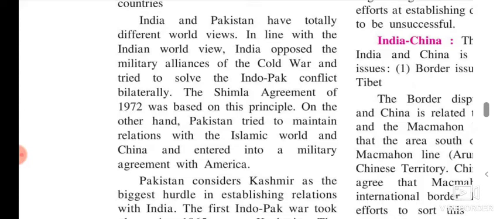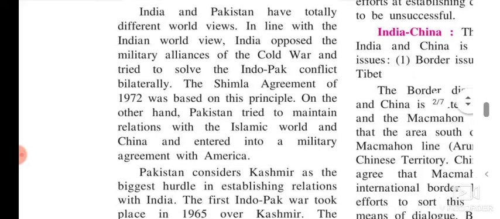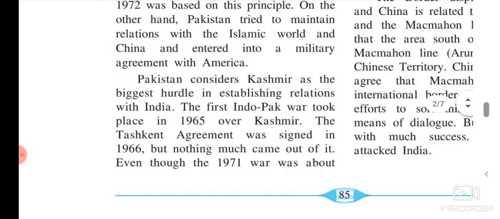On the other hand, Pakistan tried to maintain relations with the Islamic world and China and entered into a military agreement with America. Pakistan considers Kashmir as the biggest hurdle in establishing relations with India. The first Indo-Pak War took place in 1965 over Kashmir. The Tashkent Agreement was signed in 1966, but nothing much came out of it.